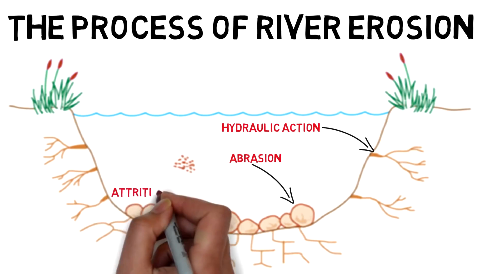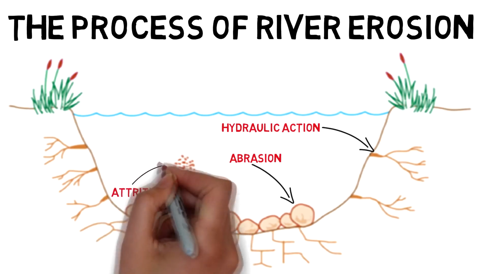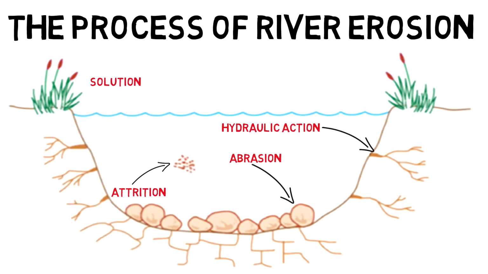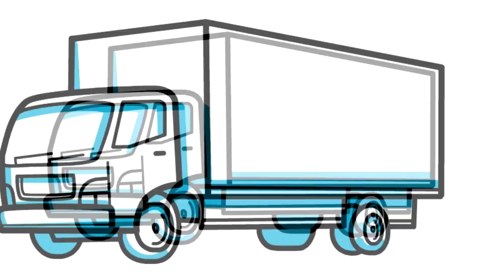Next, we have attrition. This is where the river's load collides and breaks down into smaller pieces. And finally, we have solution. This is where chemicals in the river actually dissolve the rock on the riverbed. So that's the basics of everything you need to know about river erosion. Now we're going to move on to river transport. River transport is how the river moves its load.